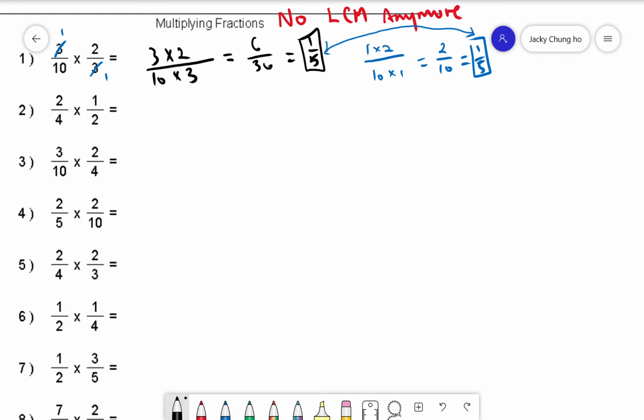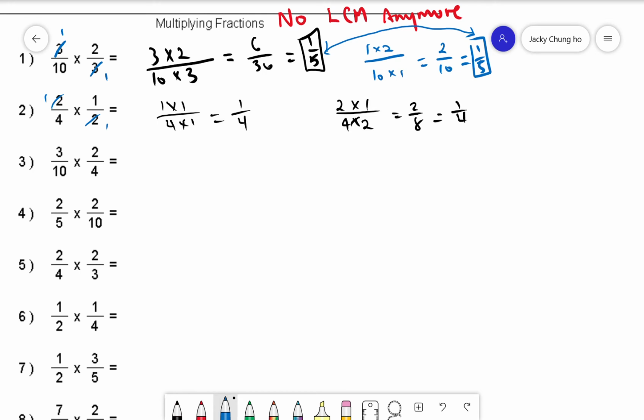Let's look at number 2. 2 over 4 times 1 over 2. If you want, you can reduce it into 1 and 1, because 2 divided by 2 is 1, 2 divided by 2 is 1. So in this case, you look for a common factor between the numbers you want to reduce. So then I'm looking at 1 times 1 over 4 times 1, which is 1 over 4. If you're not sure how to reduce the fractions, stick with the original way, which is 2 times 1 over 4 times 2, which is 2 over 8. That will become 1 over 4 as well.